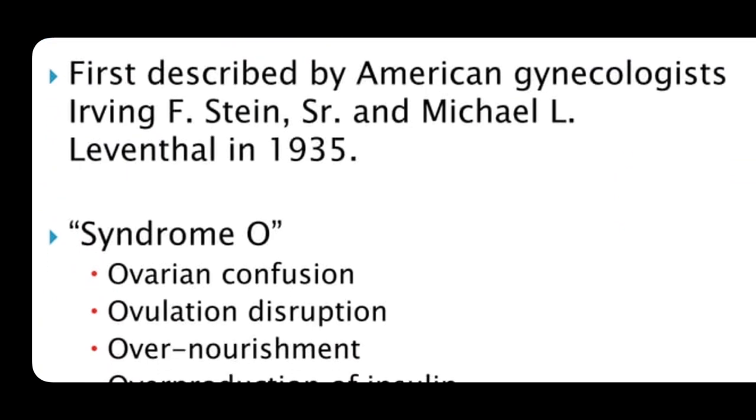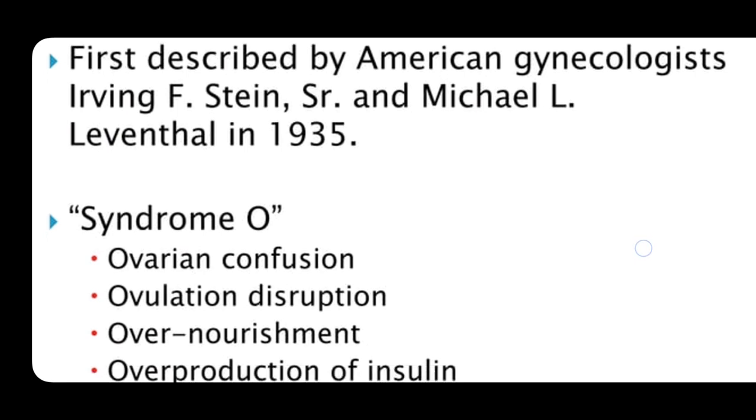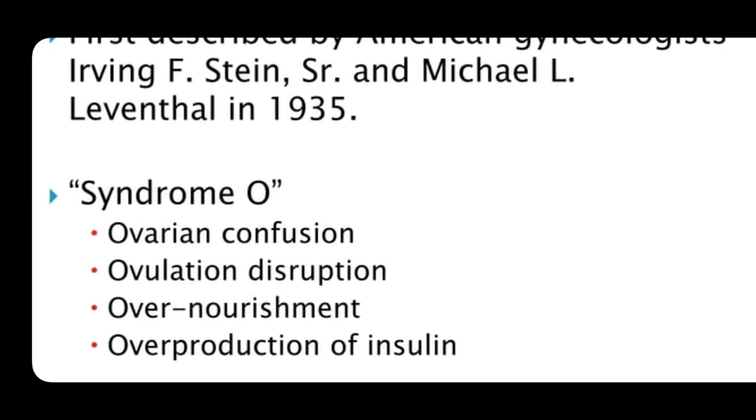At that time, it was regarded as syndrome O, and O means ovarian confusion, ovarian disruption, overnourishment, that is obesity, and overproduction of insulin, that is metabolic syndrome or insulin resistance.